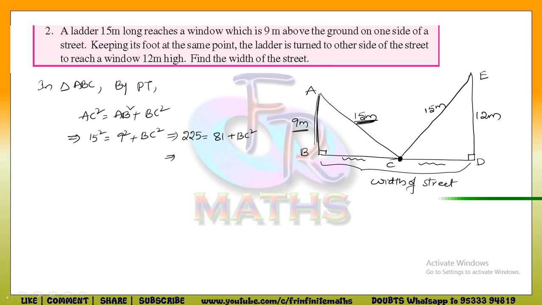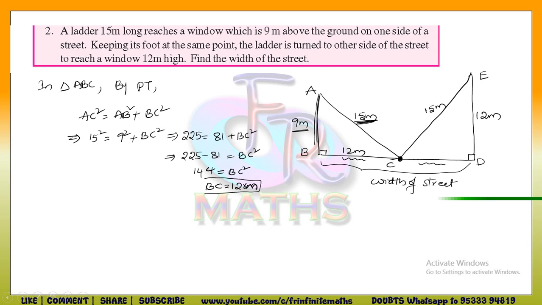Now when I transpose this 81, this becomes 225 minus 81 is equal to BC square. So 5 minus 1 is 4, 22 minus 8 is 14, which is equal to BC square. So clearly BC is equal to 12 centimeters. Sorry, not centimeters, it is meters. So this is 12 meters.